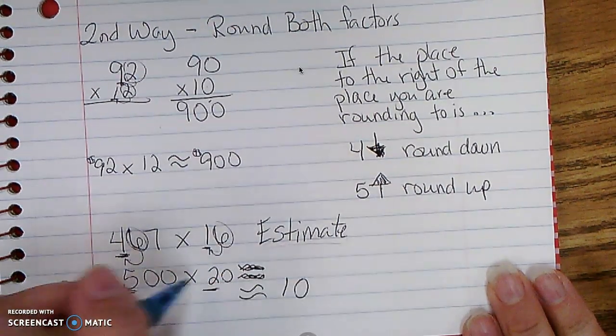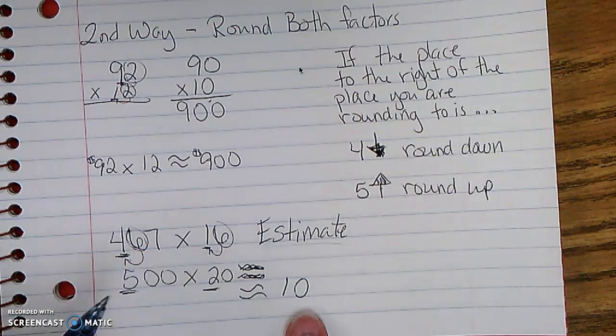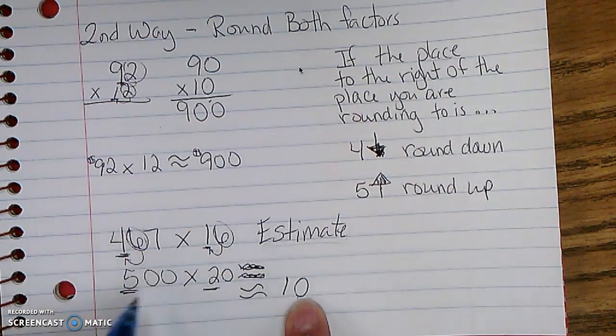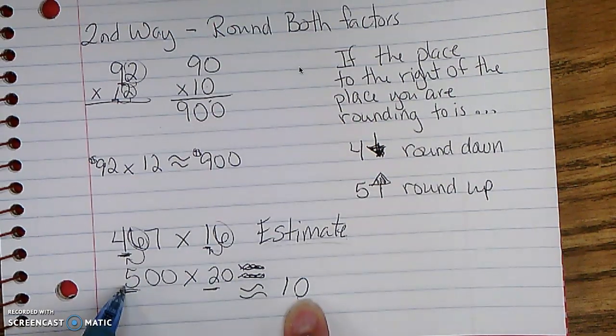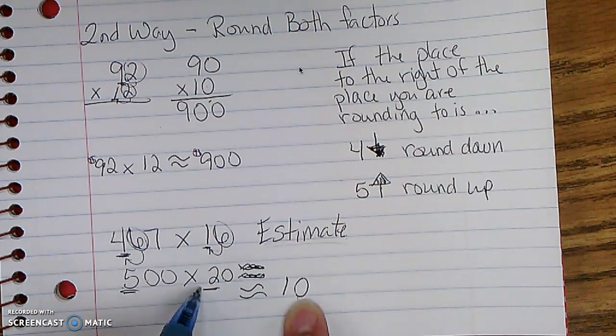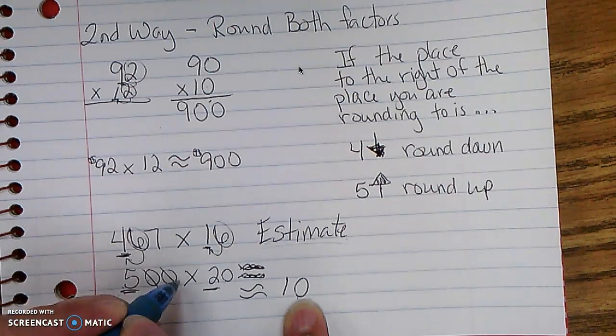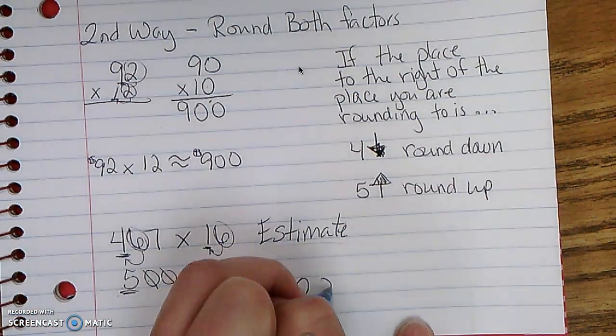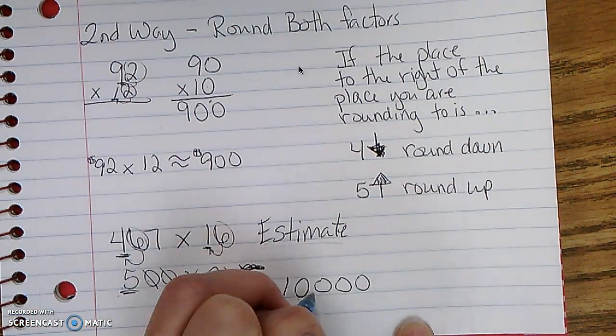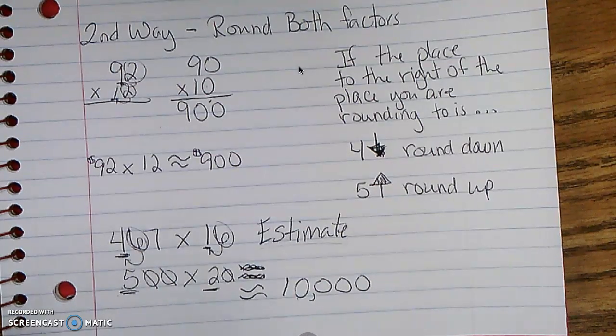This 0 does not count in the zeros when I count right now. This 0 is part of the 5 times 2. It's an extra 0 because 5 times 2 ends in a 0. So now I have to do 1, 2, 3 additional zeros. And my answer is about 10,000.